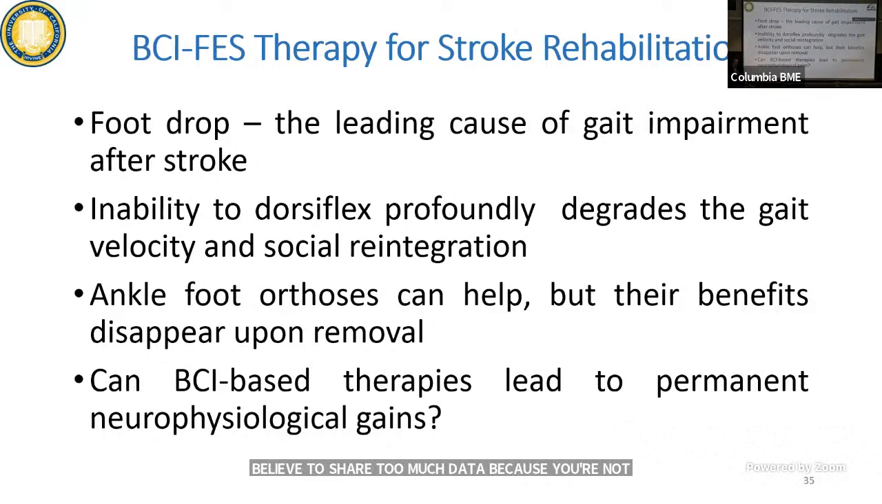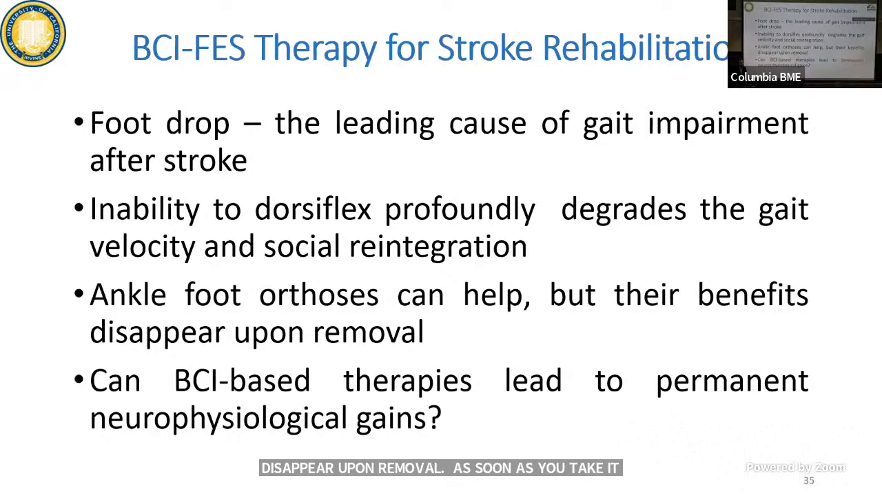So foot drop is the leading cause of gait impairment after stroke, inability to dorsiflex as you walk. It seems like a minor inconvenience, but actually has a profoundly negative impact on gait velocity and also social reintegration of those who survive stroke. Ankle foot orthoses are mechanical devices that work very robustly because this is a very stereotypical movement, but their benefits disappear upon removal. As soon as you take the orthosis off, you no longer have that movement, and then it becomes impractical in certain scenarios.